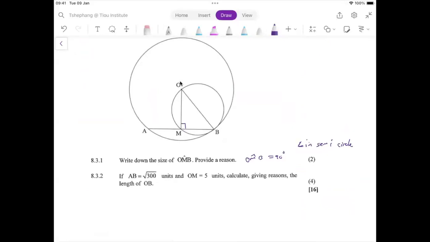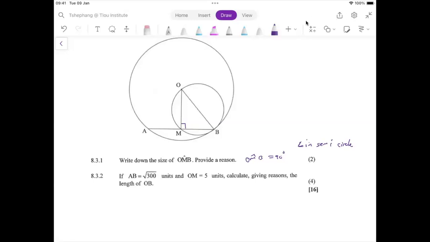Now, if AB is equal to 300 units and OM is equal to 5 units, calculate, giving reasons, the length of OB. All right.